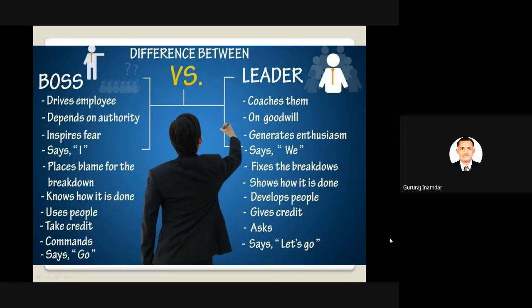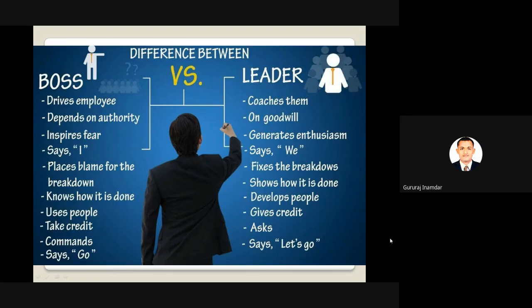Now the next difference is that it depends on authority and on goodwill. Who is the boss? As per authority we can select the boss, for example any manager in that industry. We can say he is the boss because of the education and the experience of that particular manager. It depends on what authority they have, what power they have. So we can say that a boss depends on authority, but a leader on goodwill.